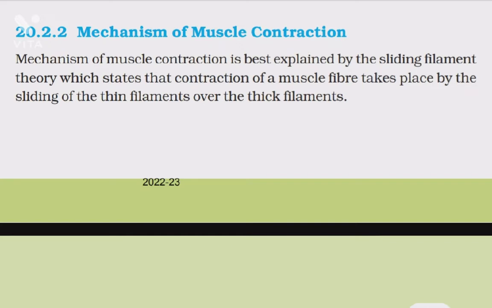20.2.2 Mechanism of muscle contraction. Mechanism of muscle contraction is best explained by the sliding filament theory, which states that contraction of a muscle fiber takes place by the sliding of the thin filament over the thick filaments.